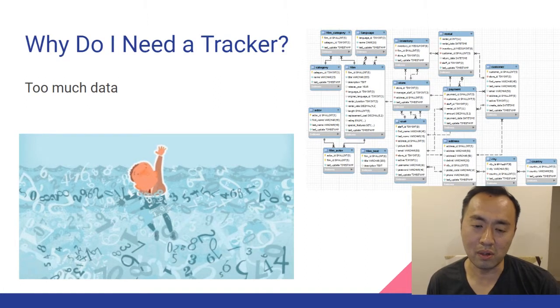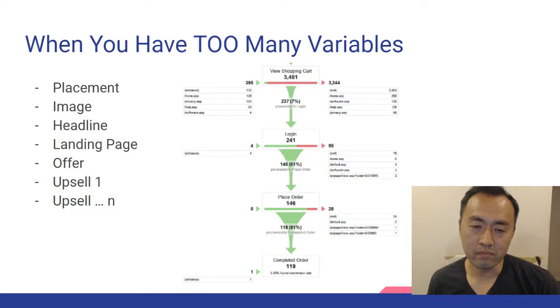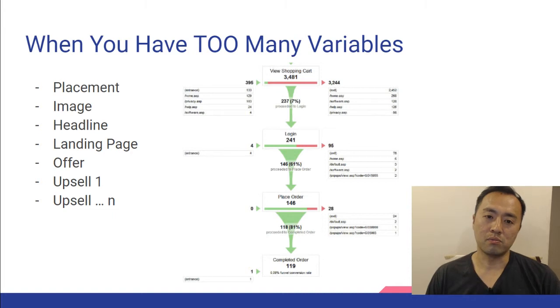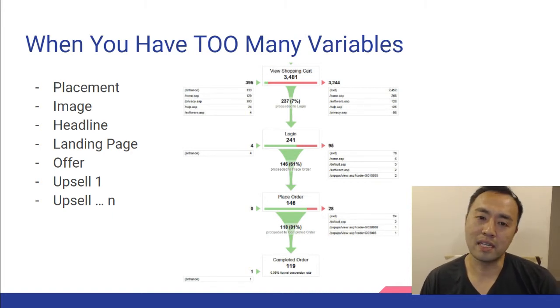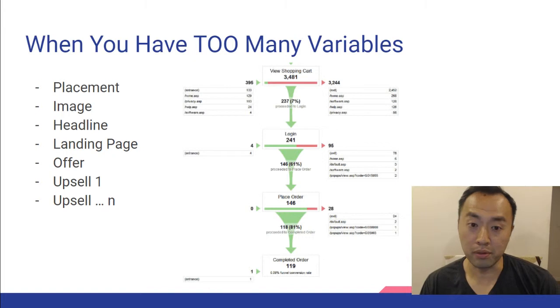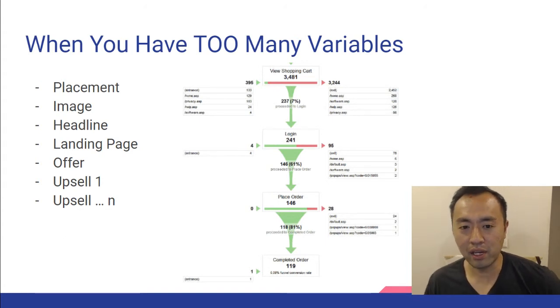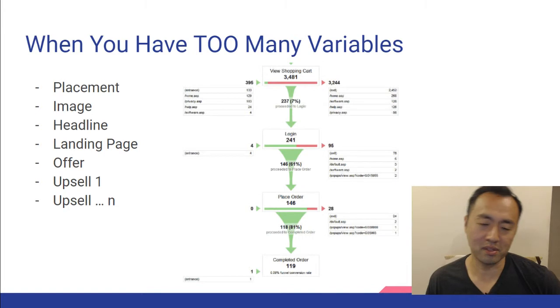So you need a tracker to do all kinds of fancy tracking. Now, when you have too many variables, how do you do that? For example, let's say you have a banner ad somewhere on some website, right? So now you have the placement, where it was placed. You have the image, the actual banner ad, or the native ad. Then you have the headline, then you have the landing page, then you have an offer page, then you have an upsell page, and you have more upsell pages. I mean, it gets pretty complex, right? Especially if you want to track every step of the way, making sure that you do what works and cut out what doesn't work, right?